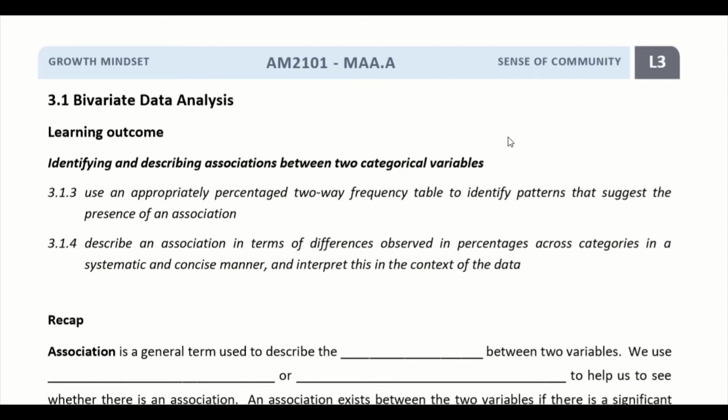Hi everyone, welcome to the third lesson for topic 3.1 Bivariate data analysis. This is also the last lesson that we will discuss about categorical data.